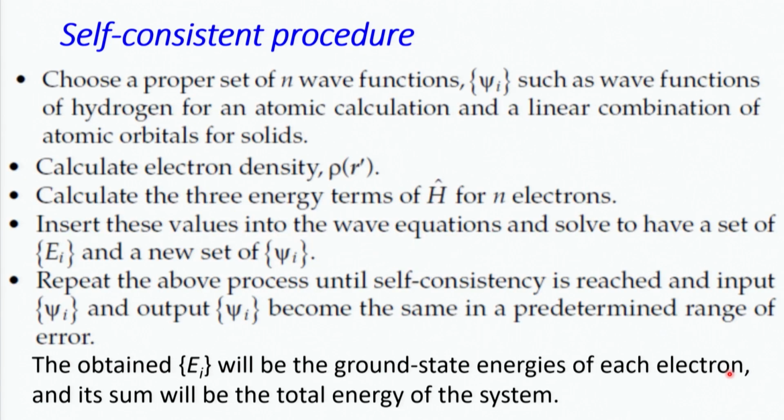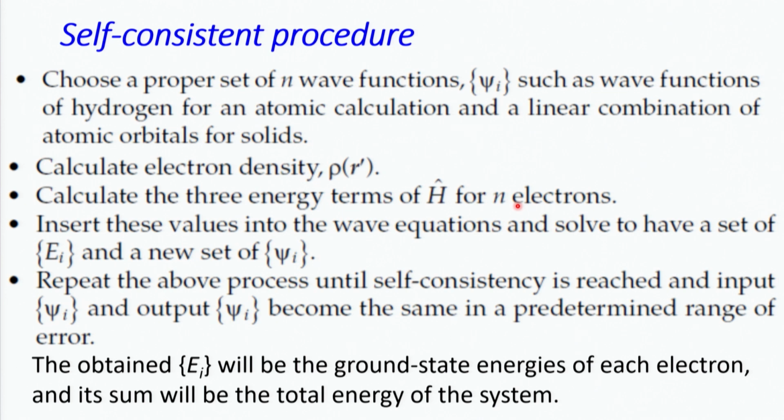So what is the self-consistent procedure? Choose a proper set of n wave functions, n number of psi i, such as the wave function of hydrogen for an atomic calculation and a linear combination of atomic orbitals for a solid. So essentially some known orbitals as a basis set or basis function, we take them. Then we take the combination of these. Then calculate the electron density, and calculate the three energy terms of the electronic Schrödinger equation.